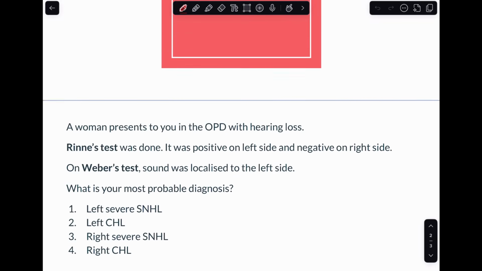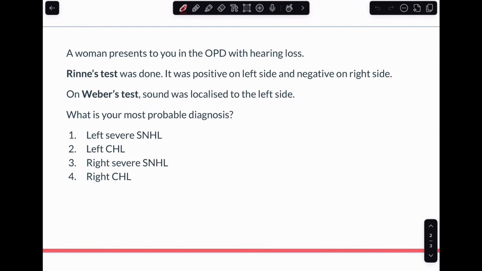Okay, let's get started with our MCQ. A woman presents to you in the OPD with hearing loss. On performing the Rinne's test, we saw that it is positive on the left side and negative on the right side. On Weber's test, the sound gets localized to the left side. Now, what is our most probable diagnosis? Option 1 is left severe sensorineural hearing loss. Option 2 is left conductive hearing loss. Option 3 is right severe sensorineural hearing loss. And option 4 is right conductive hearing loss.